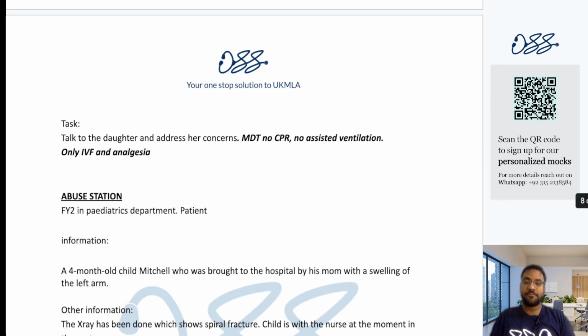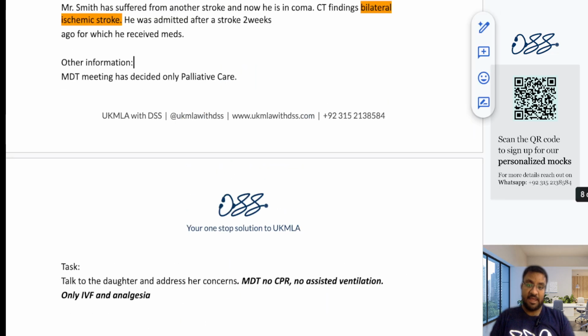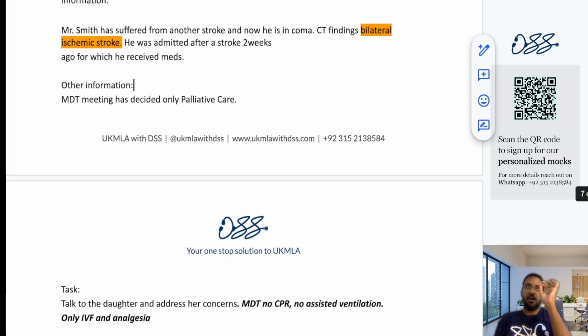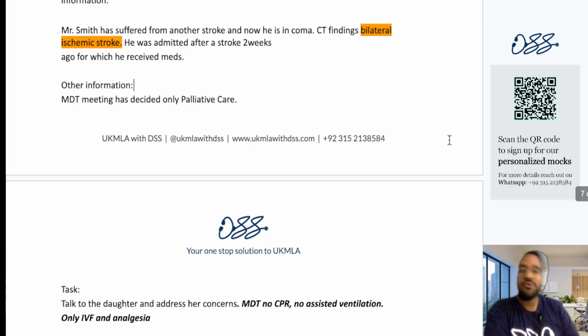There is no specific key or basics, like there was in the history-based and counseling sessions, to identify one particular thing as an ethical station or a breaking bad news station. You should just remember the cases that usually show up, and if there is a new case, then you should use your gut feeling. Use your brain to identify what kind of news can be bad news.